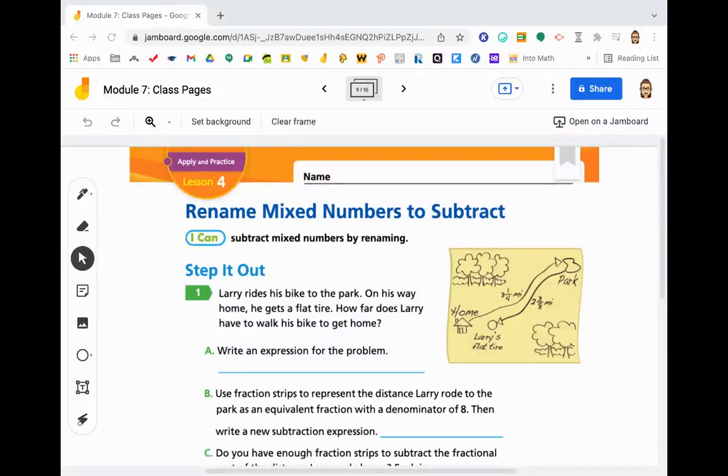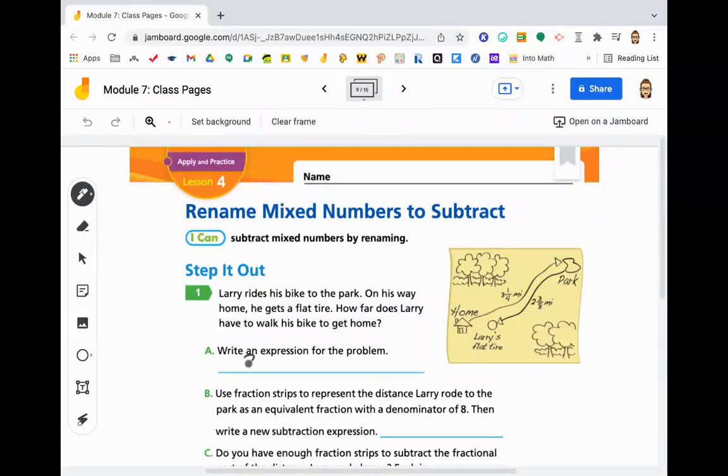Step it out. Number 1, Larry rides his bike to the park. On his way home, he gets a flat tire. How far does Larry have to walk his bike to get home? Write an expression for the problem. Well, as you can see from the map, we are going a total of 3 1/4 miles to get from home to park. So that's what we're going to start with.